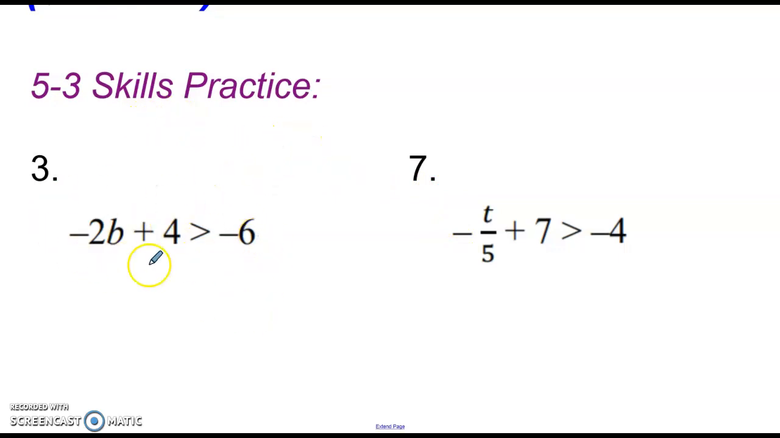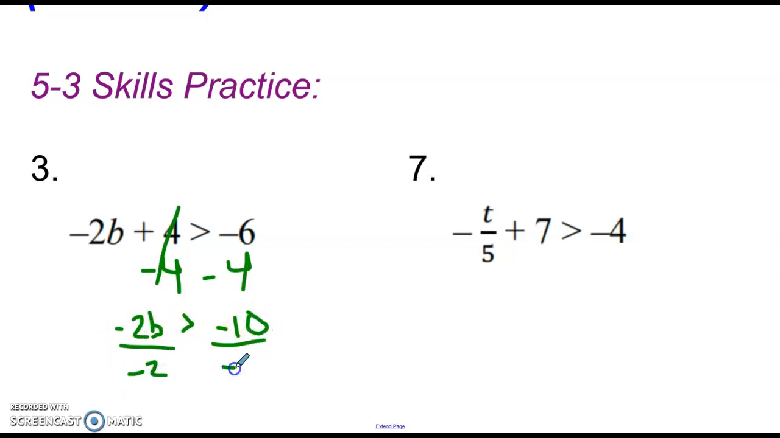For number 3, negative 2b plus 4 is greater than negative 6. We start this by subtracting 4 from both sides. I'm left with negative 2b is greater than negative 10. And then I'm dividing both sides by negative 2. Because I'm dividing by a negative, I get b is less than 5. Okay, one down.